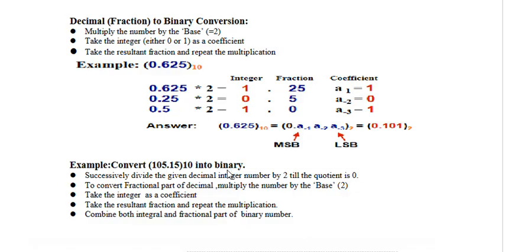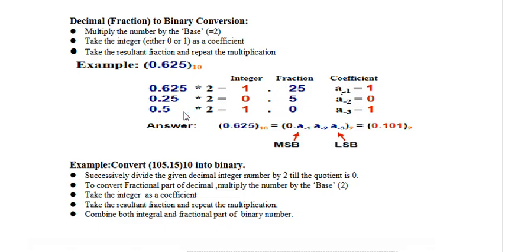Okay, now let's understand the given example, where we have 0.625, which is a fractional number. Here you will obtain a product which has both an integer and a fractional part. Now look here, we have 0.625. So we have to multiply the given number with 2. When we multiply it by 2, the integer part is 1 and the fractional part is 0.25. Since the integer part is 1, its coefficient is a-1. Here it is a minus index. Okay, a-1 equals 1.